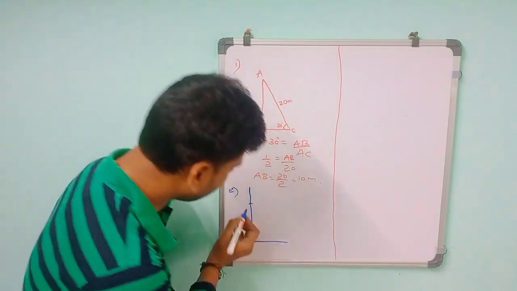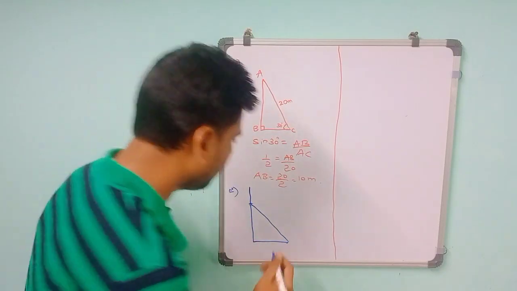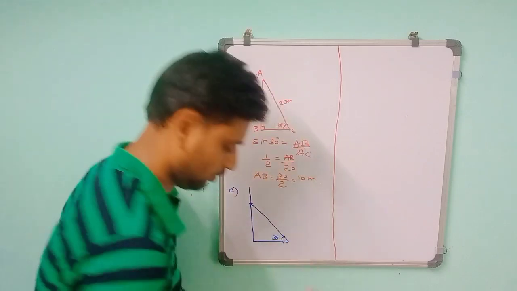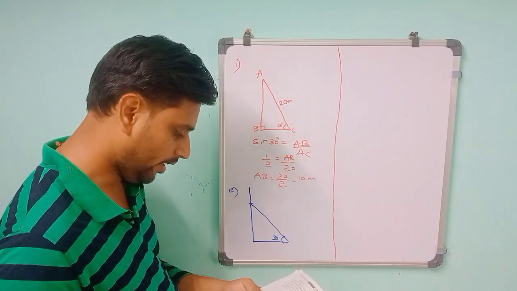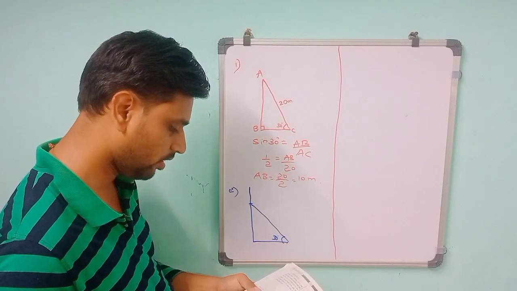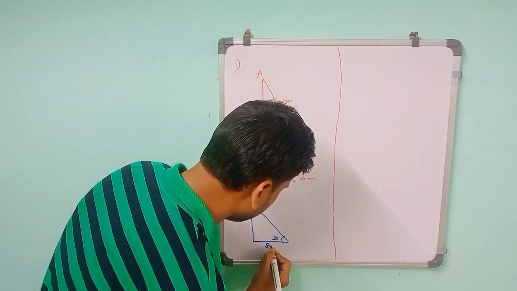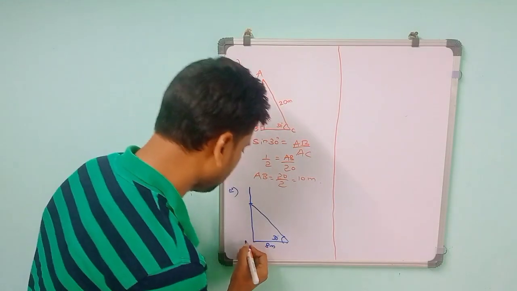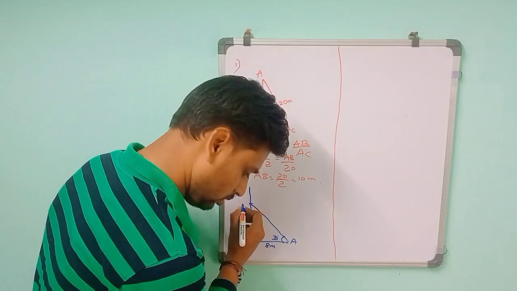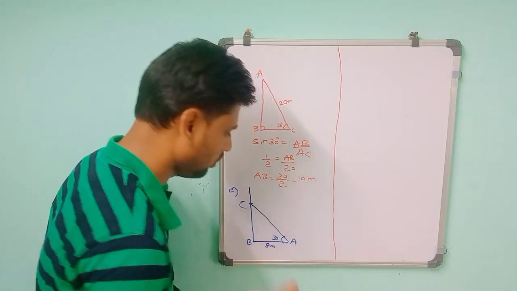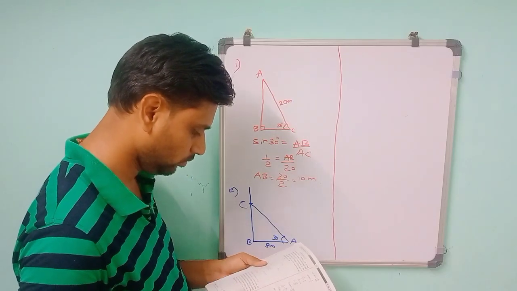If it touches the ground level, making an angle of 30 degrees, so here is 30 degrees. The distance between the foot of the tree, this is the foot of the tree, and the point where the top touches the ground is 8 meter. So if you take this as B, A, and C, we have to find the height of the tree.